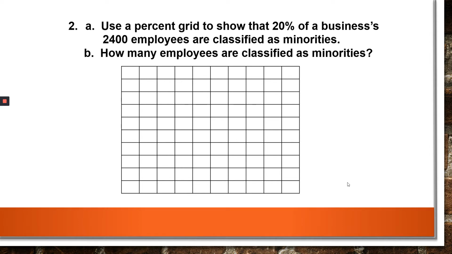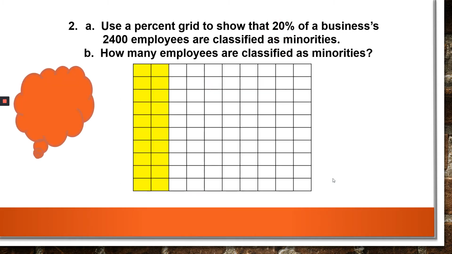Use a percent grid to show that 20% of a business's 2,400 employees are classified as minorities. How many employees are minorities? All right, well, we know that the whole is 2,400. And again, I want to look at 20%. I shaded 20%.